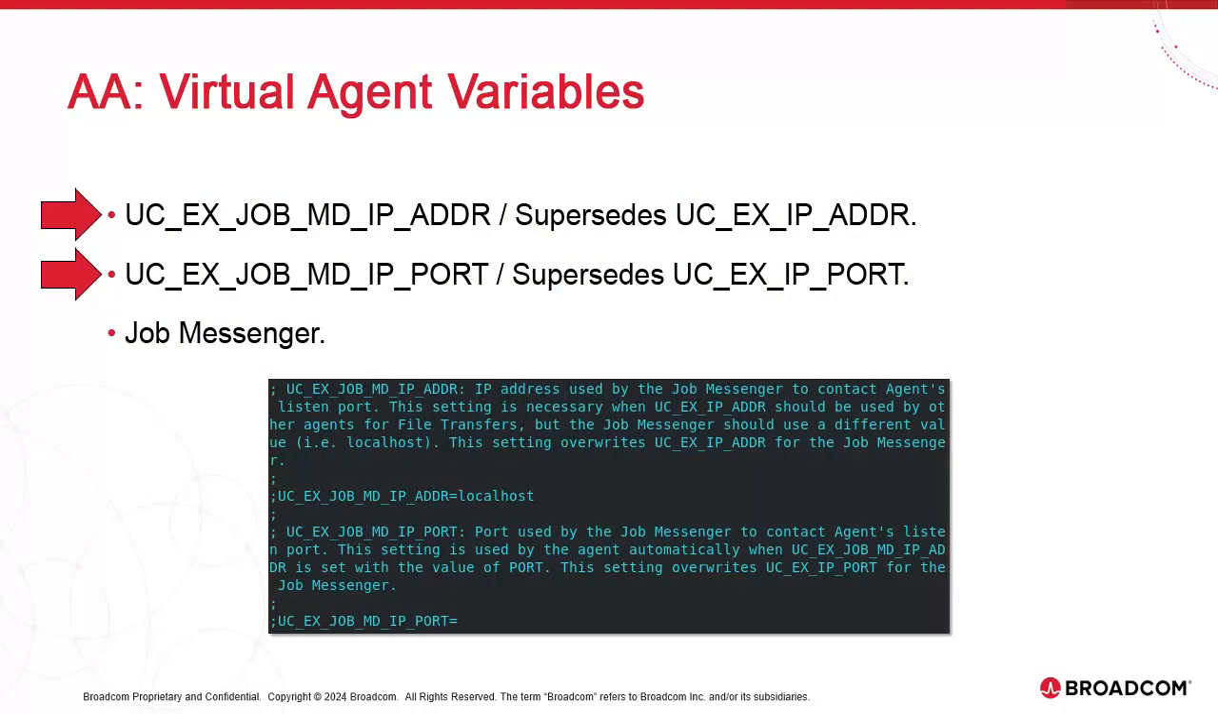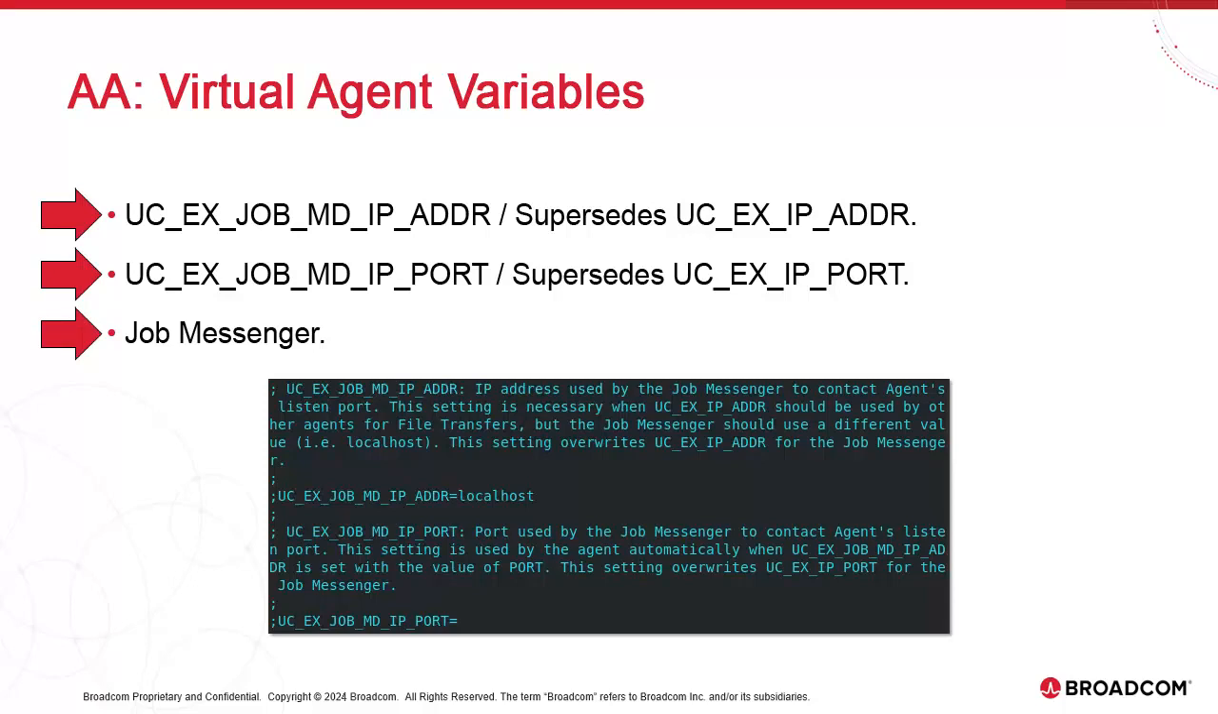Agent INI files now have two additional variables found under the variables section. They are UCXJobMD IP ADDR and ports. They reference the IP address and port of the agents used by the job messenger to contact the agents.